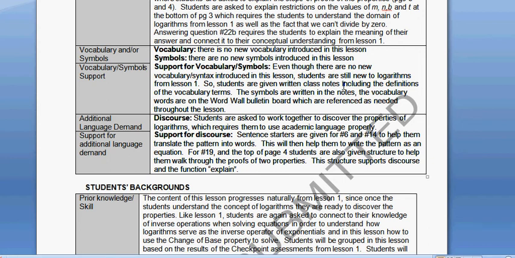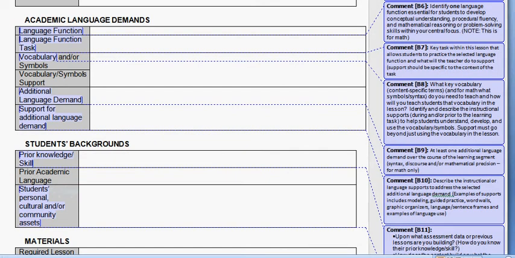They have it with them to study from, with the definitions of the vocabulary terms. And the symbols are written in the notes. The vocabulary words are still on the word wall bulletin board, and those are referred to as needed throughout the lesson. Okay, so back to the language demands.